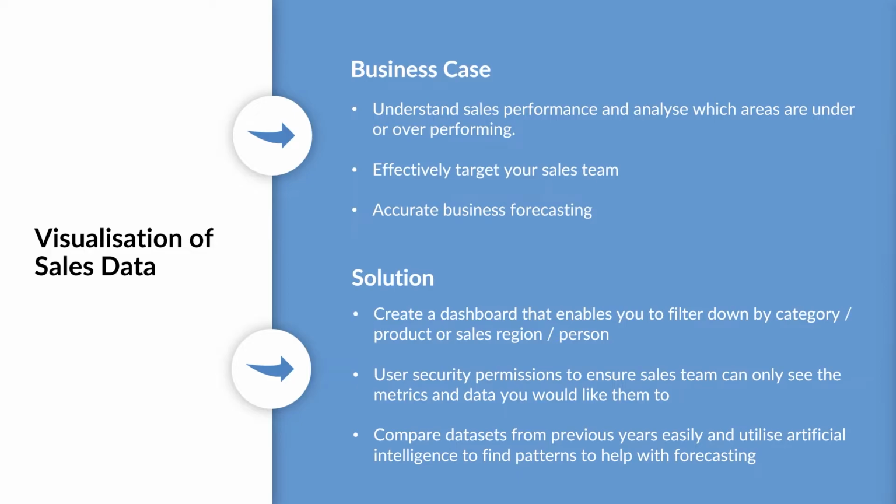So the solution would be to create dashboards that allow you to filter by category or product or sales reason or person. We can put specific security permissions on the data and the various dashboards to only allow the specific and allowed people to see those certain visuals, certain bits of information, certain dashboards that you want them to see. And we can allow you to compare data sets from previous years, doing year-on-year metrics and using artificial intelligence to find patterns to help with your business forecasting.